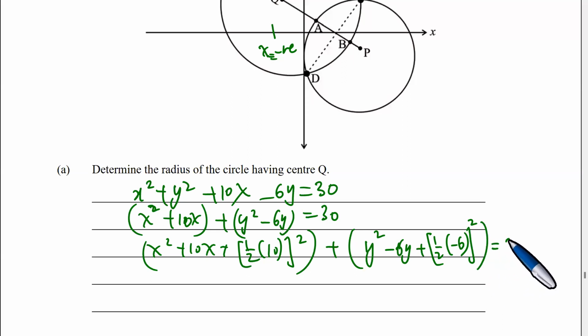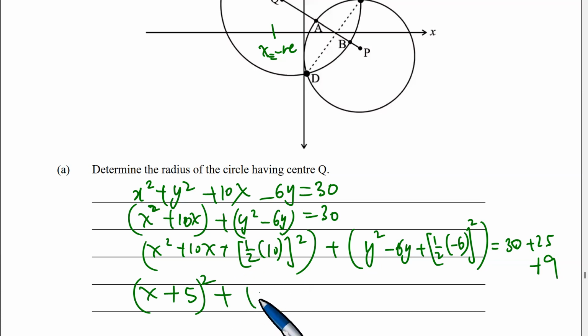Now, we have 30 on the right-hand side of the equation. Obviously, 30 was there, but we have half of 10. What is half of 10? Half of 10 is 5. If you square that, it becomes 25. Half of minus 6 is minus 3. You square that, you get a 9. Okay, this one is easy to factorize. You look at half of 10, which is 5, and because it is plus 5, put a plus here.